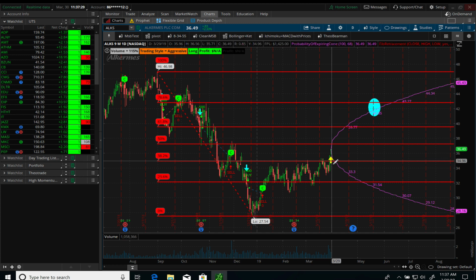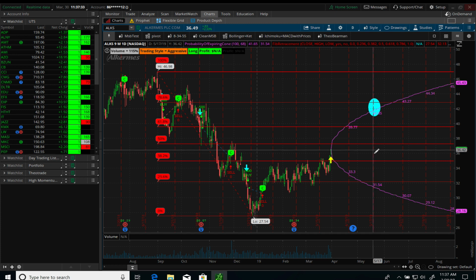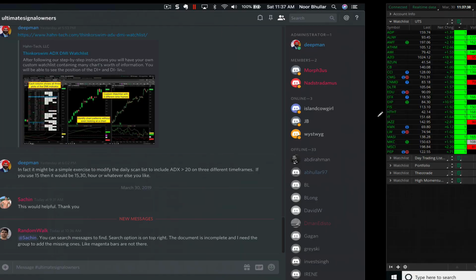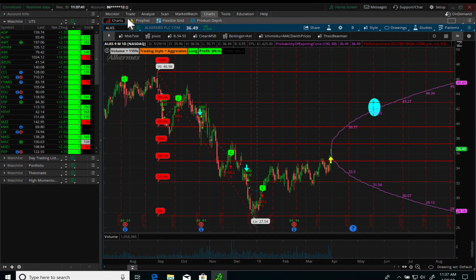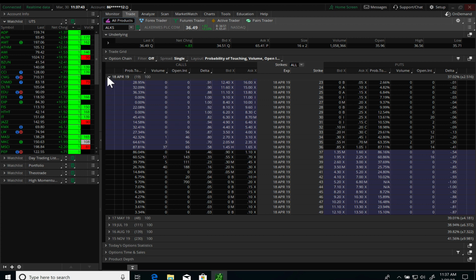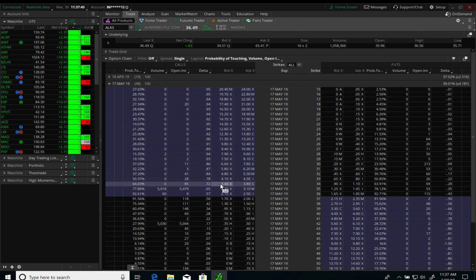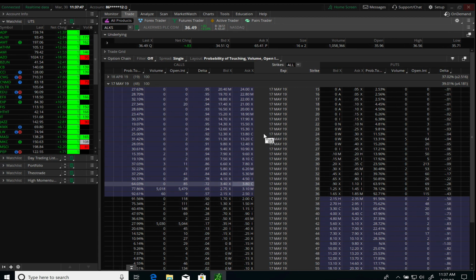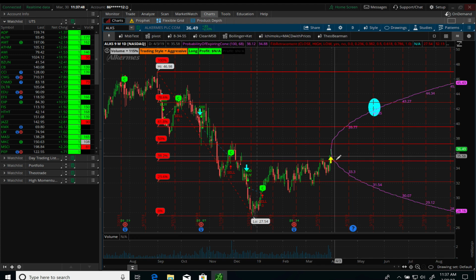So in this case, if I were to trade, I would consider the strike price of 32, and let's go back and take a look at exactly what the strike price for May was, which was 35, right? So this would be a reasonable bet. You've already got a buy signal.